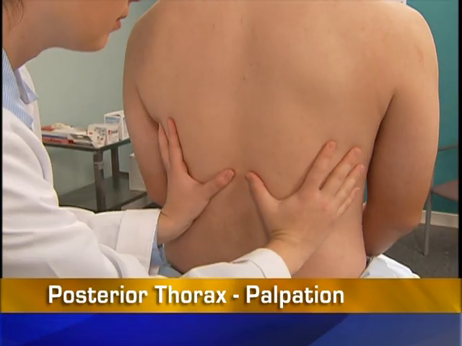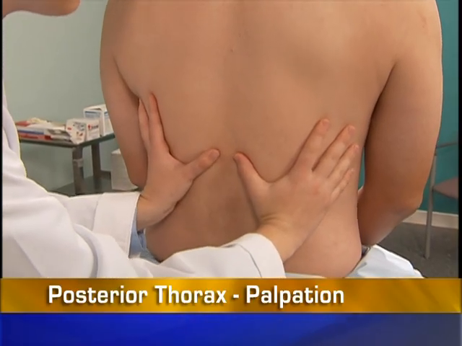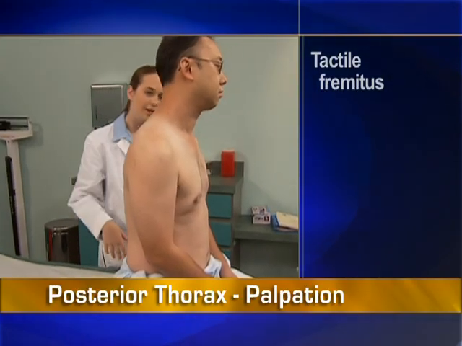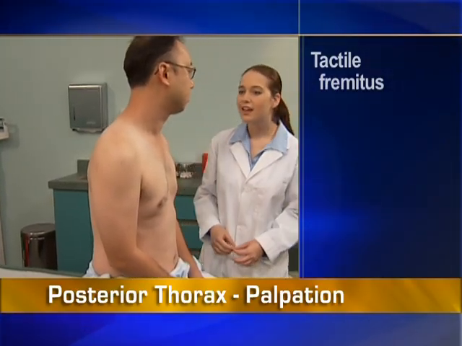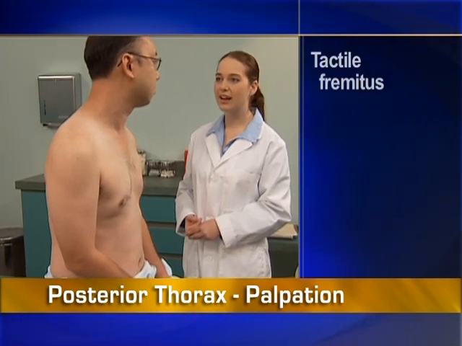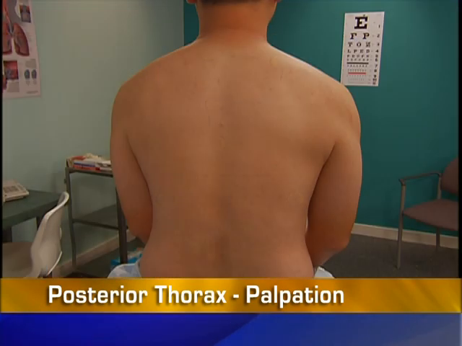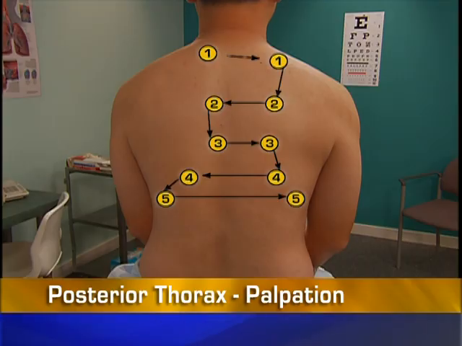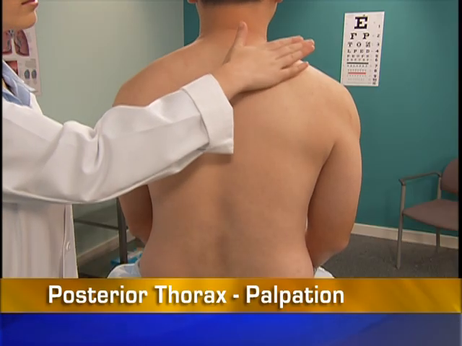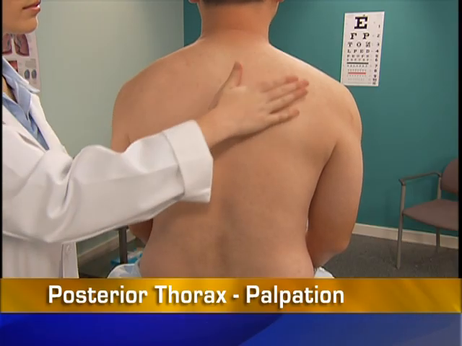As he inhales, your thumbs should move apart symmetrically. Next, palpate for tactile fremitus, using the ball of your hand while the person repeats a resonant phrase, such as 99 or blue moon. Following a consistent pattern, palpate systematically, beginning over the lung apices. Move from one side to the other and down, avoiding the scapula.